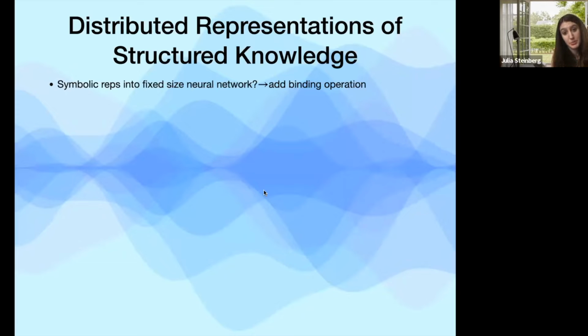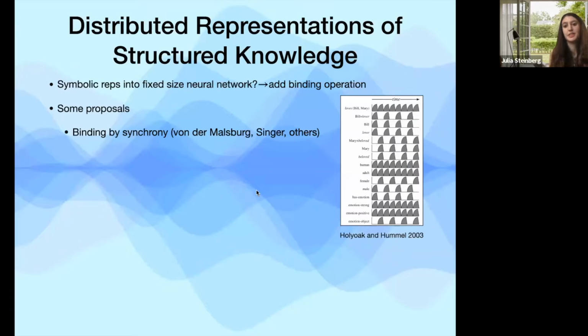People proposed to do this by adding some kind of binding operation by hand. Some of the proposals were binding by synchrony. For example, if you have Bill and the lover, where Bill is the object and lover is the role, and those two representations fire close together, then that's a binding operation. So you see Bill in the context of being the lover.